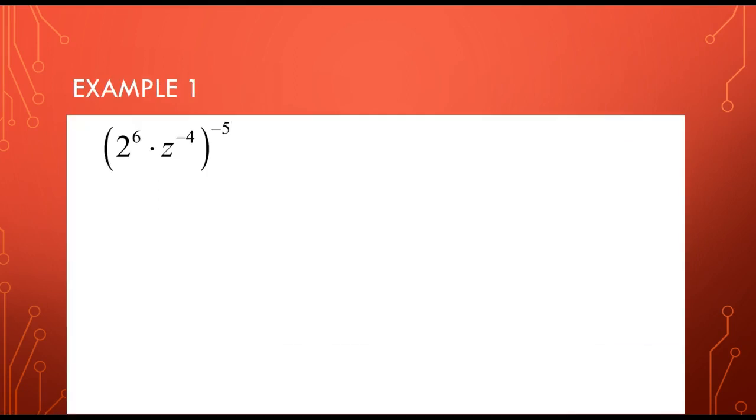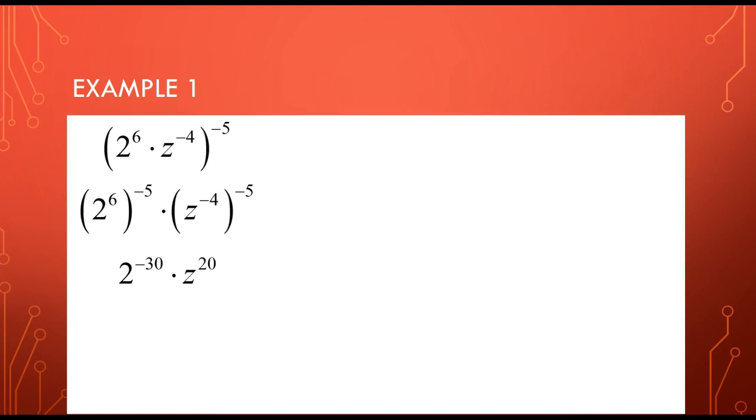So now let's take a look at two examples. We have 2 to the 6th times e to the negative 4th, and we're raising that quantity to the negative 5th power. What I'm going to do first is take a look inside the parentheses and see, is that pretty much simplified? And for all intents and purposes, it is. What I'm going to do next is then apply my product of powers rule and raise each factor to the negative 5th power. Now, using the power to a power rule, we would get 2 to the negative 30th times e to the positive 20th.